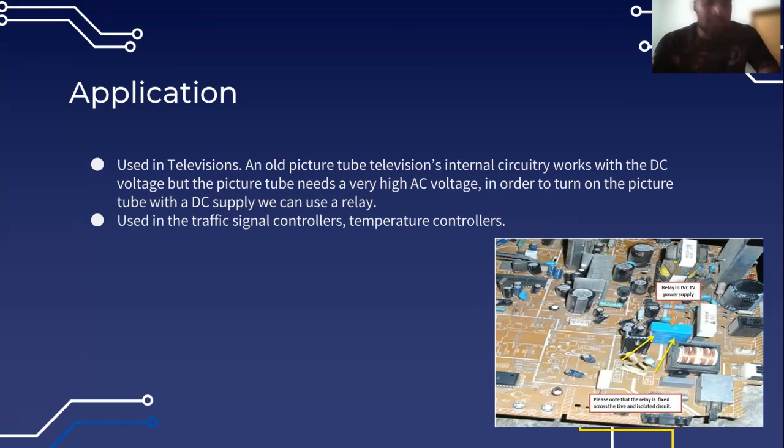Relays are also used in traffic signals. There can be individual manual operation of every traffic signal, right? So relays can also be used to switch the signals according to a set time. Then temperature controllers can also use relays.